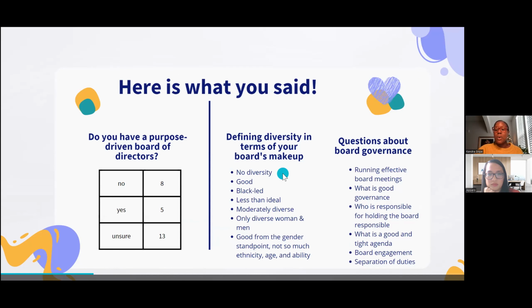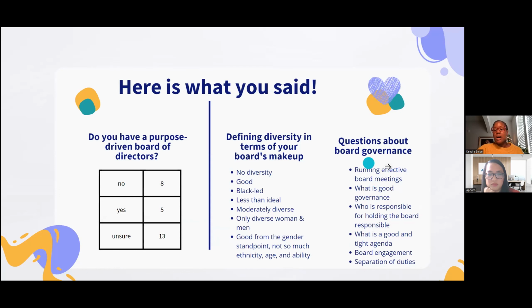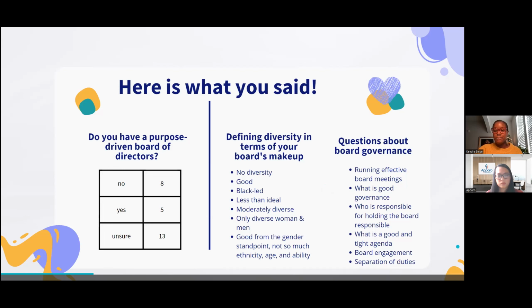And then when I asked the question about governance, here are some of the things that all of these things should be covered. Running an effective board, what does good governance look like? Who's responsible for the things that happen as a part of the board? What does a tight agenda look like? And board engagement. A lot of those things came up. I saw that quite a bit when it comes to how do I keep my board engaged? What do I do? That seems to be quite a challenge, and that came out quite a bit. And also separation of duties.